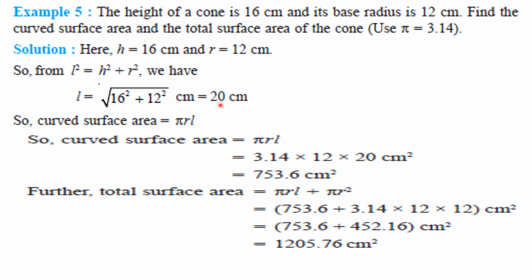We have found 20 centimeters square, because this is the unit of the area of the cone. Understood this step, my children? Right. That is equal to, by multiplying these three numbers, you get 753.6 centimeters square. Understood this step, my children?